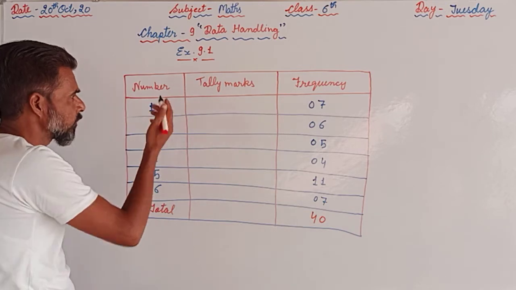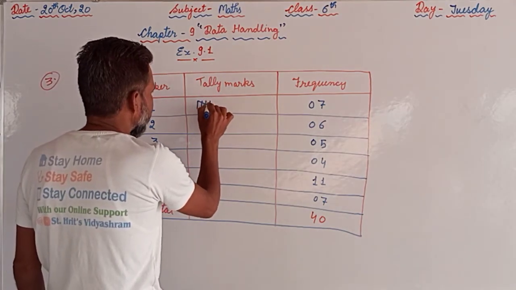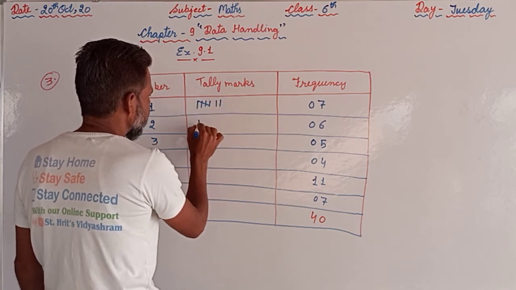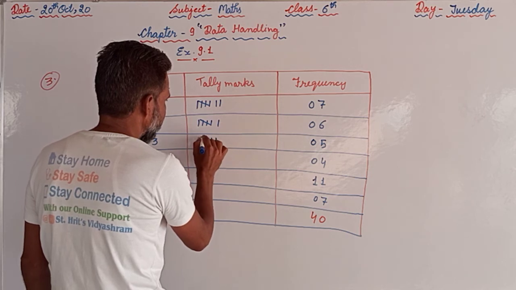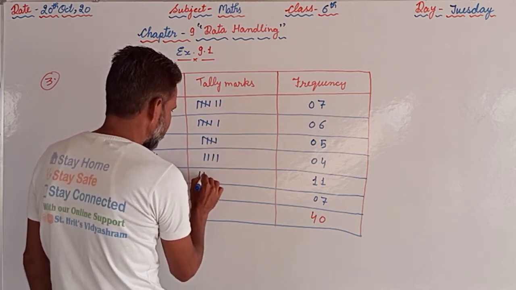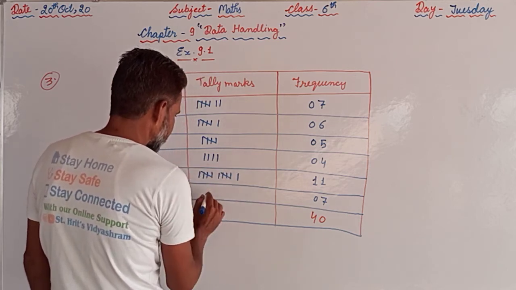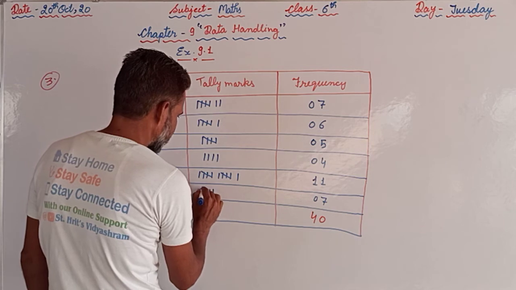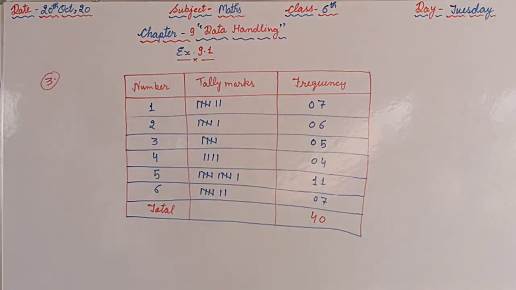Now we are supposed to use the tally marks. For 7: 1 2 3 4 5 6 7. For 6: 1 2 3 4 5 6. Then 5: 1 2 3 4 5. For 4: 1 2 3 4. For 11: 1 2 3 4 5 6 7 8 9 10 11. For 7: 1 2 3 4 5 6 7. Now the first part has been done, that is, make a table and enter the data using tally marks.